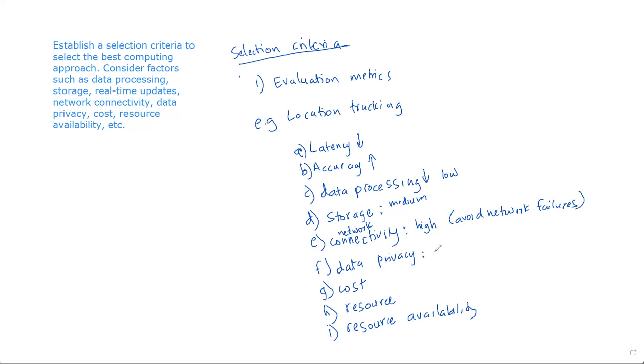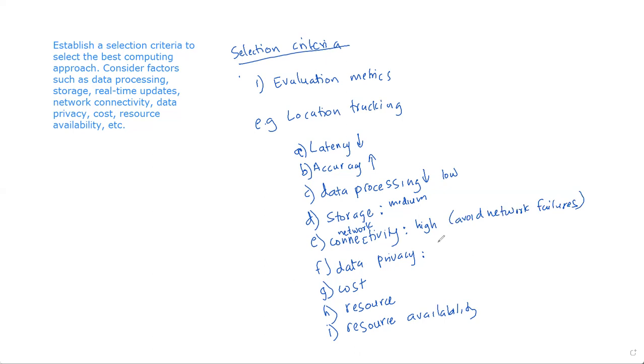Data privacy, so privacy of the data. Here, basically, we can take privacy or security. The security and privacy of data must be maintained. Is the privacy of the data very important for us? That is the question that we have. If we want secure data, then we need to say it is high. If not, we can say low.